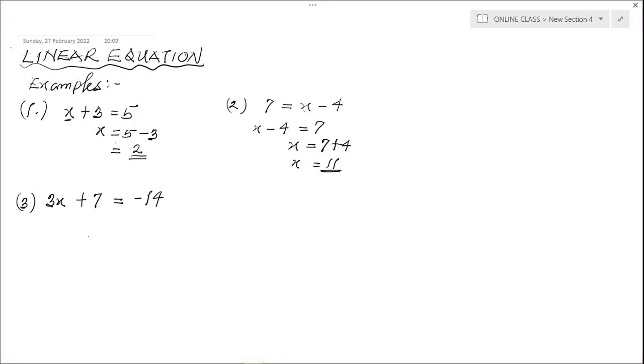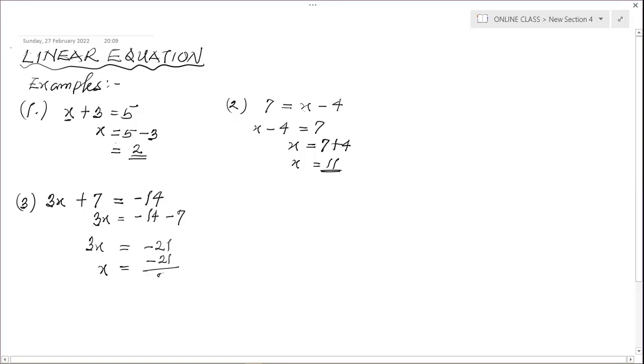Okay. Minus 7, correct. So here, as we have it, you just say 3x equals minus 14 minus 7. 3x equals minus 21. x equals minus 21 over 3. And x equals minus 7. That's correct.